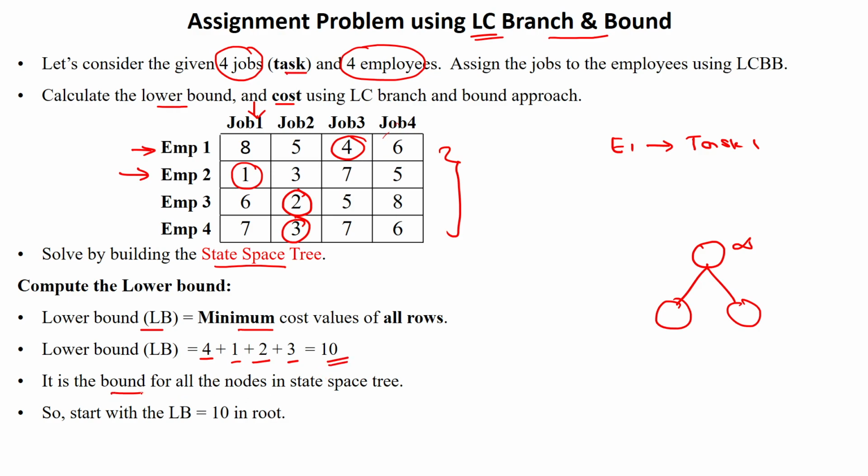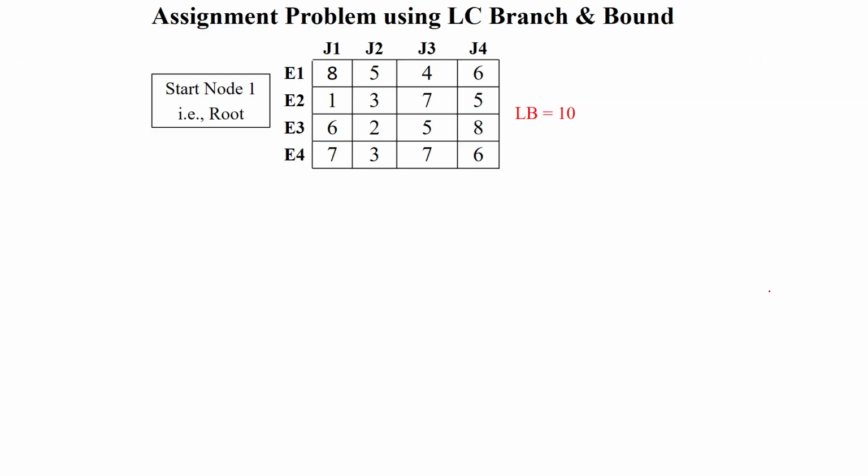So it is the lower bound for the root node. We will start with the unknown value now assigned as 10. So here the root node is given with lower bound value 10. This is the structure of the given n number of jobs being assigned to n number of employees one by one.